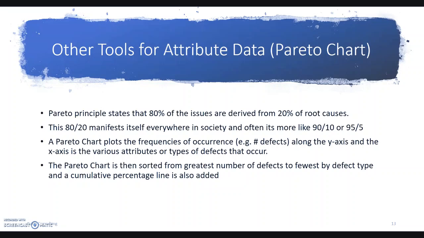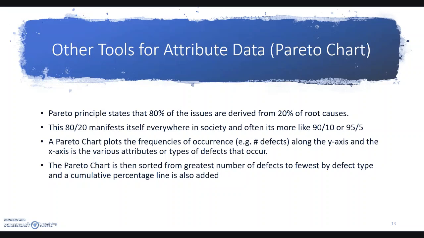Now, it's not an exact science, so don't quote me on this, but certainly almost everywhere you look, this principle exists, whether it's in economics, whether it's in the defects you find in your manufacturing environment, or whatever. Most of the time, you'll find that at least 80% of your issues are derived from 20% of the root causes. Okay, and this is all over society. In fact, it's even quite a bit larger in terms of a 90-10 rule or 95-5 rule.